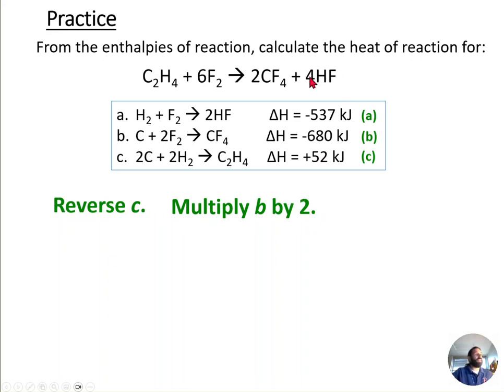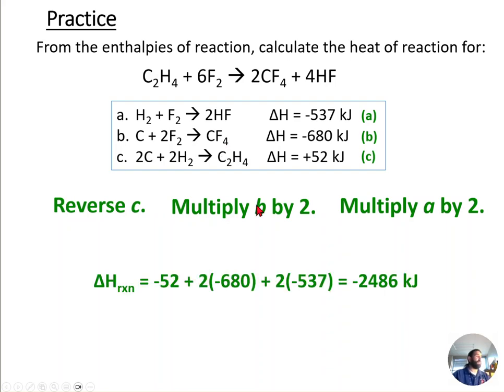The final product I see is hydrogen fluoride. In the overall, I have 4 moles on the product side. In the step, I have 2 moles on the product side, so I have to multiply A by 2. So when I set this up, it's just going to be C, which is positive 52, negated, so negative 52, plus 2 times negative 680, because we had to double B, plus 2 times negative 537, because we had to double A. When you plug the values in, you get negative 2486. I did not apply a change for sig figs here because I don't really care.